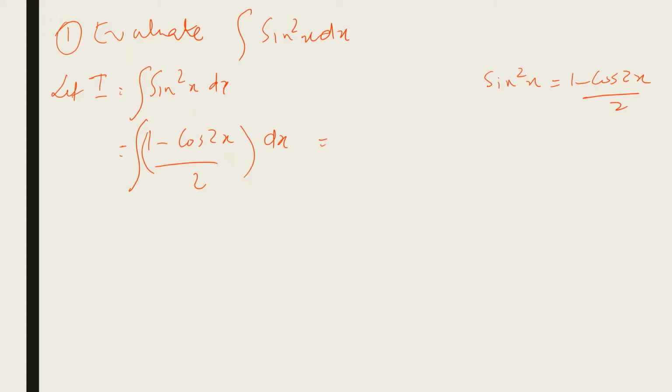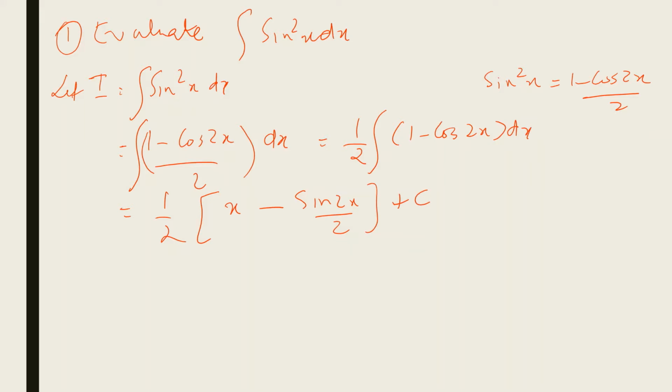We can see that 1 by 2 is a constant, so it can be taken outside. So 1 by 2 into the integral of (1 minus cos 2x) dx. Now we can apply the integration. So half into the integral of 1 dx, which is x, minus cos 2x integrates to sin 2x by 2, plus c. If we want, we can multiply this 1 by 2 inside the bracket, so it becomes x by 2 minus sin 2x by 4, plus the constant of integration, that is c.